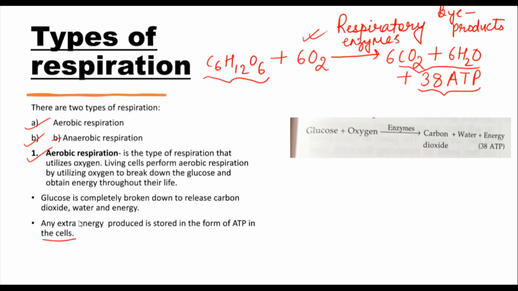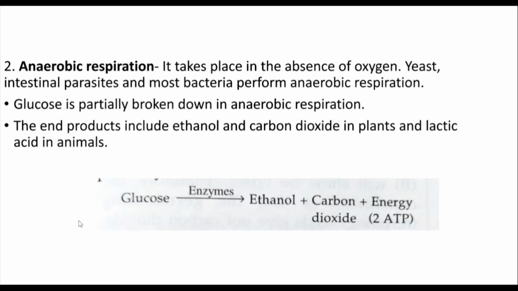Now next is anaerobic respiration. Children, anaerobic respiration is just opposite to aerobic respiration. It takes place in the absence of oxygen. Oxygen is not required for carrying out anaerobic respiration. And which are the living organisms that perform anaerobic respiration? These include yeast, which is a unicellular fungus, intestinal parasites and most bacteria. So these are the various living organisms such as yeast, intestinal parasites and bacteria that perform anaerobic respiration.